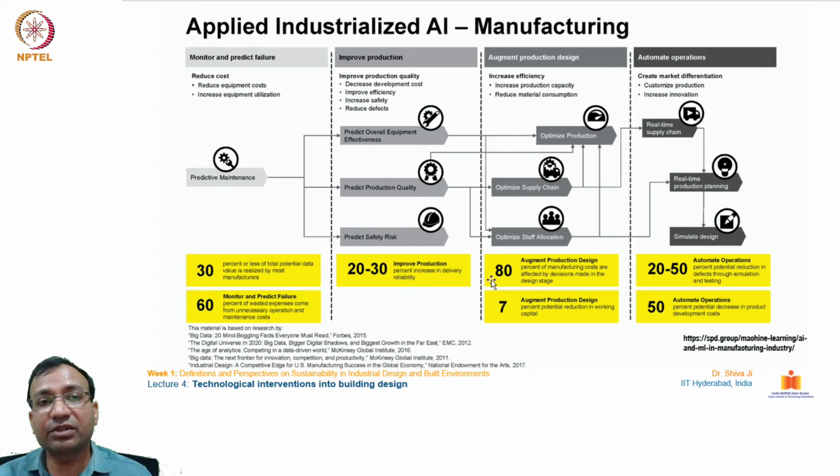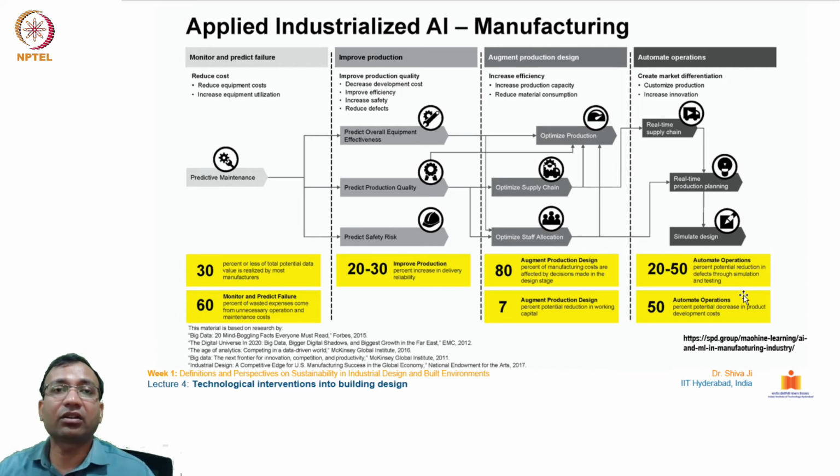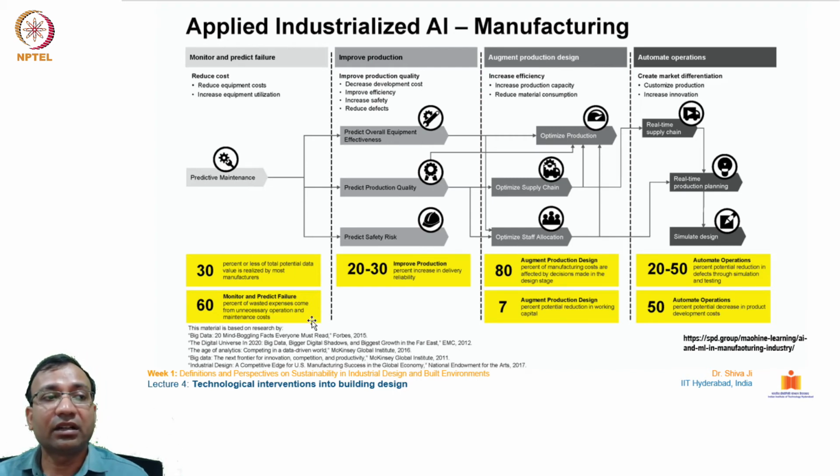So the data is shown through these columns over here, how much potential is available in each of these columns. 60% monitor and predict failure. So 60% of wasted expenses come from unnecessary operation and maintenance costs. How these costs can be minimized is one of the opportunity areas where there is a huge scope of improvement.